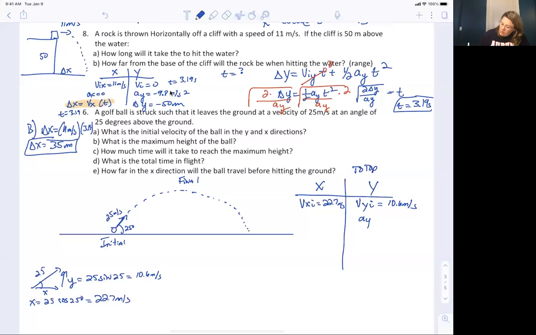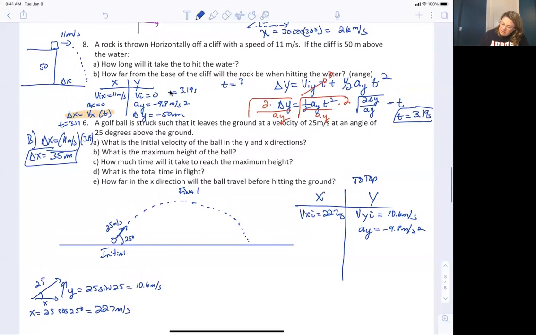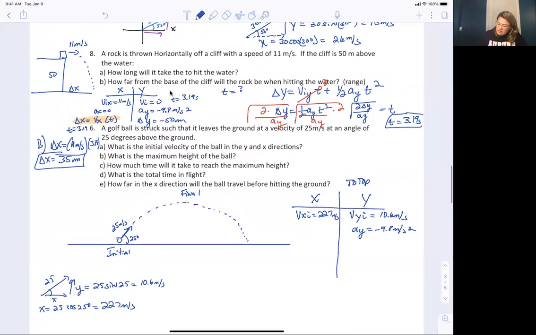What else do we know in the Y? Negative 9.8 meters per second squared. And in the X direction, I don't know anything else other than acceleration in the X direction is 0. And the only equation that works in the X direction is Vx times time, because the velocity in the X direction never changes. Now we know something else in the Y direction, because at the very top, what do we know? We know the velocity there in the X direction is equal to 25.